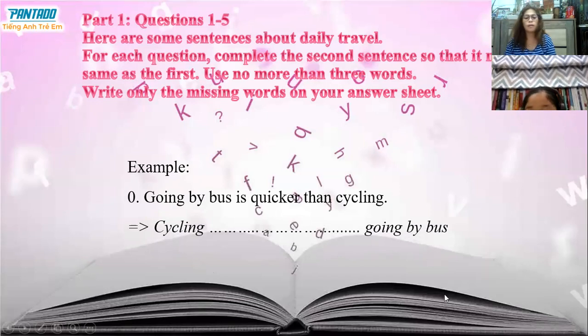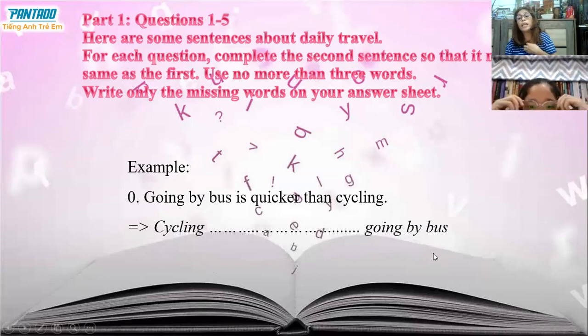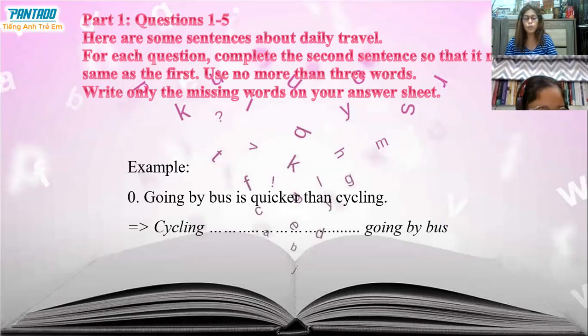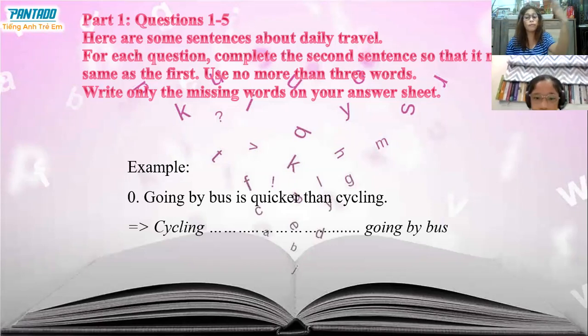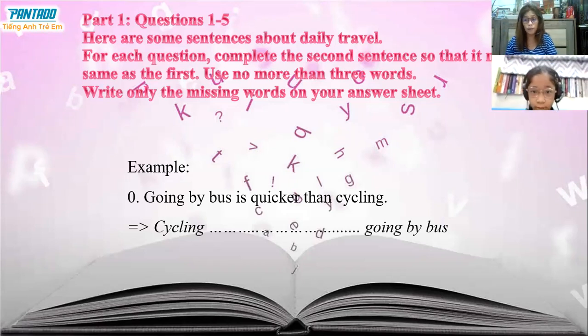So we have here, very good, Lynn. Here, what are some sentences about daily travel? You know daily travel? I don't remember. No, I mean travel. You know the word travel? I know, but the daily travel, I don't know. Daily travel means when you travel every day, that's daily travel, okay?